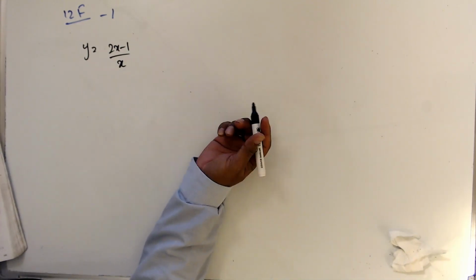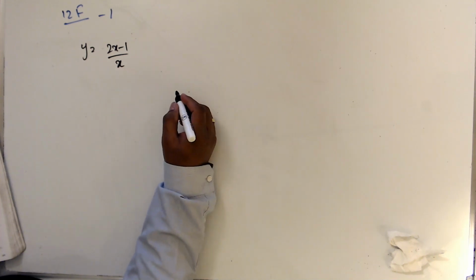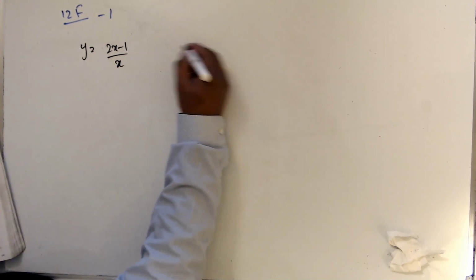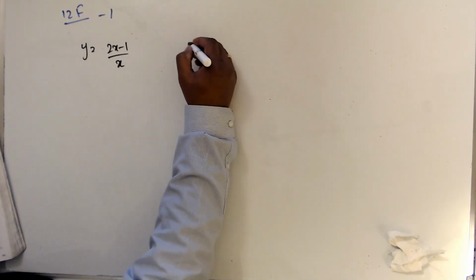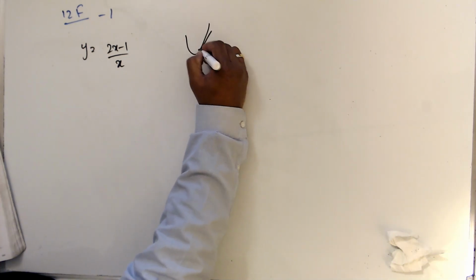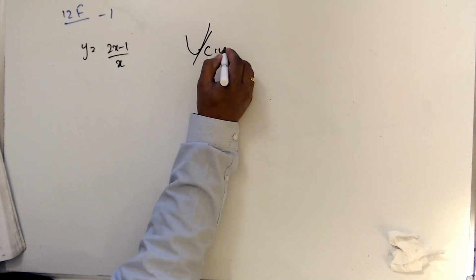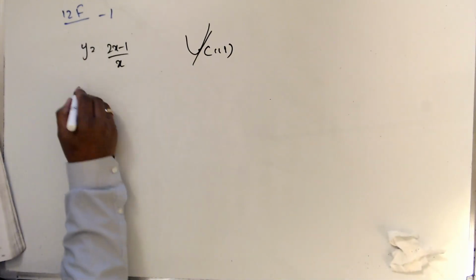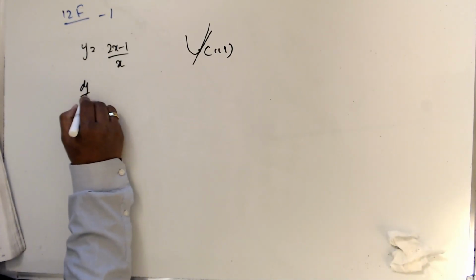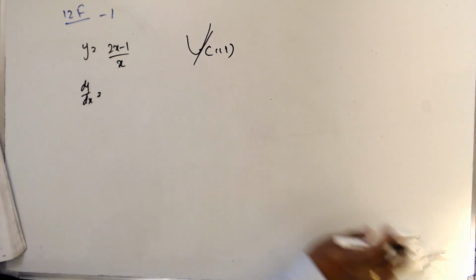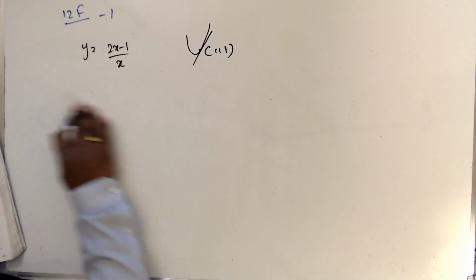Question D: y equals 2x minus 1 over x. The point is (1, 1). First of all, let's find dy by dx. Before that, we have to simplify.